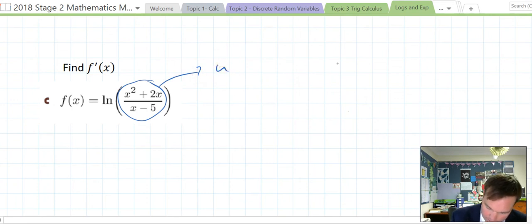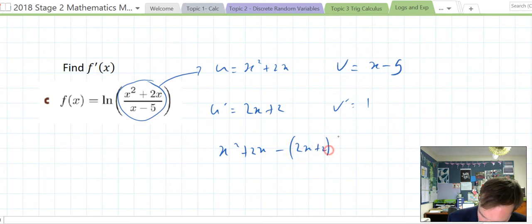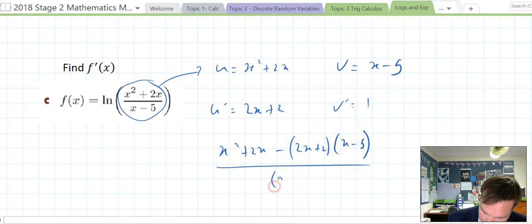So u and v. This is x squared plus 2x, and here is x take 5. u dash is 2x plus 2. v dash is relatively easy at 1. Alright, and then we're looking at the derivative of this: u v dash, which is x squared plus 2x, take u dash v, put this bit in brackets, 2x plus 2, bracket bracket x take 5, divided by v squared, x take 5 squared.